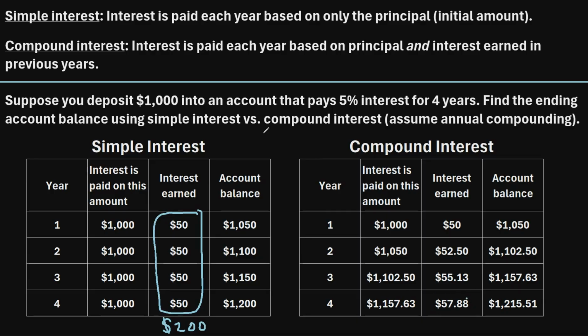$57.88. So if you add that to the ending account balance from the previous year, your new account balance jumps up to $1,215.51. So we can see that's higher than the ending account balance that we got using simple interest. And if you add up the total interest earned over the course of 4 years, you find that you earned $215.51. So you earned more interest under the compound interest method compared to the simple interest method. So that was just a quick example to illustrate the difference between simple interest and compound interest.